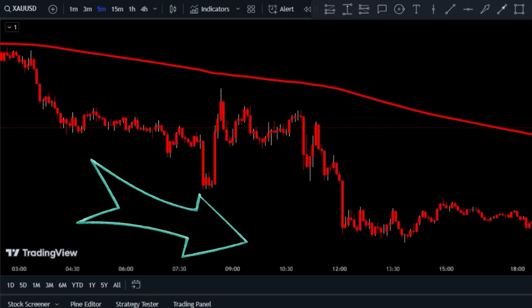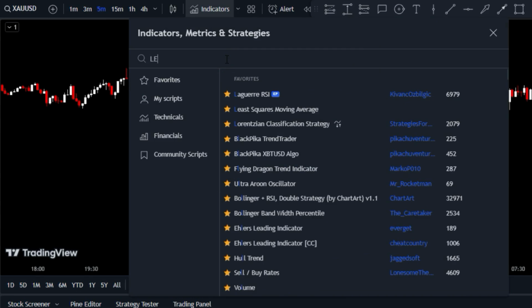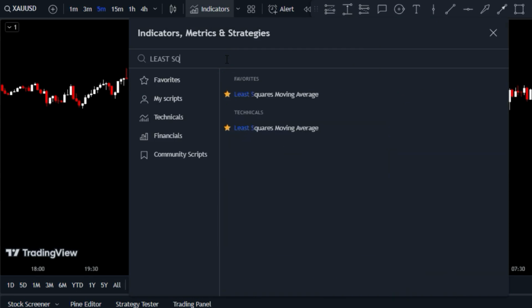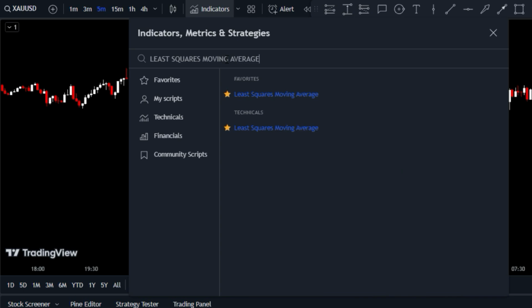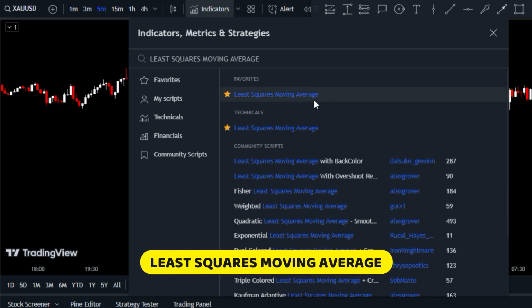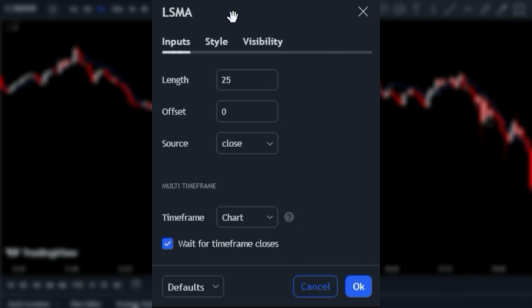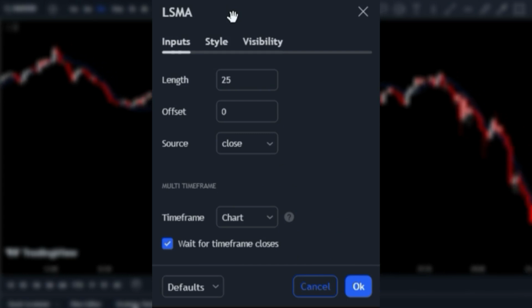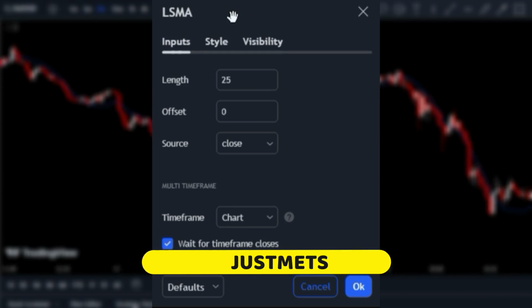Hold on a second. You're not quite ready to start trading with this strategy just yet. The next step in our strategy involves the integration of an indicator known as the least square moving average, or LSMA. Alright, you've added the LSMA to your chart, but it's not about just adding and forgetting. You've got to tune it, adjust it, and make it work for your strategy and the market you're in.